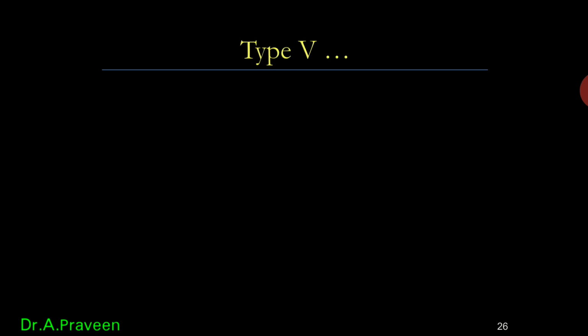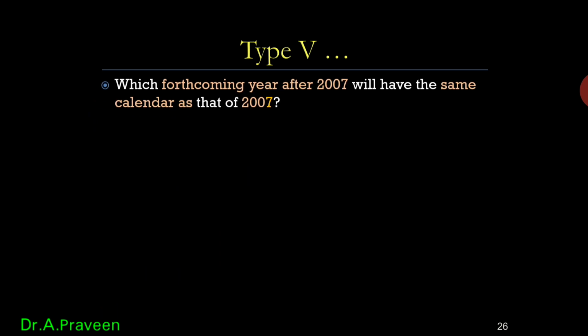We shall see one more example. Which forthcoming year after 2007 will have the same calendar as that of 2007? So we shall start. 2007 is not a leap year, so the number of odd days is 1 and the total number of odd days is 1. Next we move to the next year, 2008, which is a leap year, so therefore the number of odd days is 2 and the total number of odd days is 3.